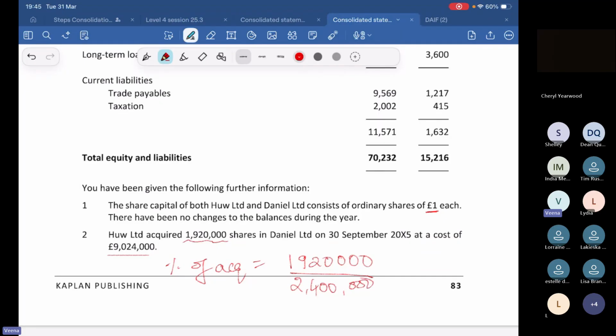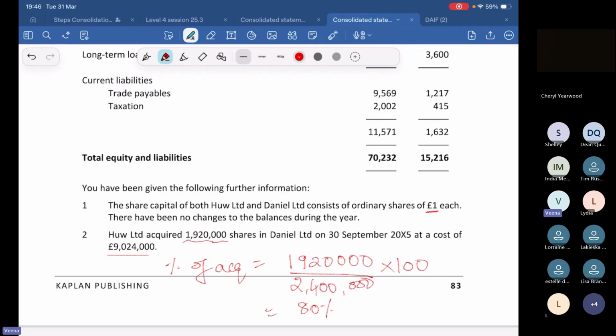If you want, you can multiply that by 100 and we will find a percentage. So when you do that, we get 80%. If you want, please calculate. You can ignore the zeros here, and if you just divide this, you will get 80%.